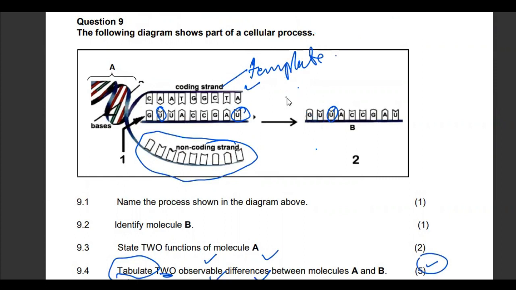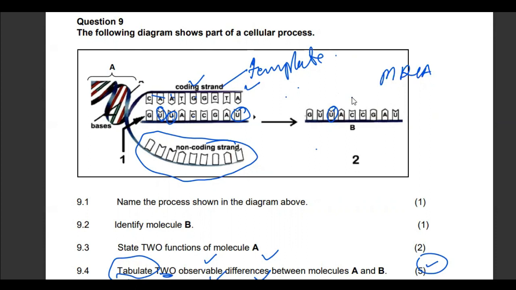So it's being shown there that this one is acting as a template. And then using free floating messenger RNA nucleotides. So you have to write messenger RNA nucleotides. Yes. To form a complementary strand where adenine goes with uracil and then guanine goes with cytosine. The complementary strand moves out of the nucleus via the nucleopore to the cytoplasm on the ribosome.